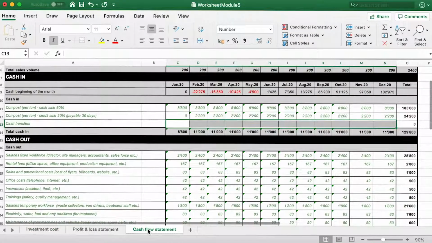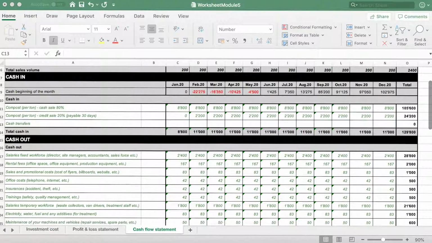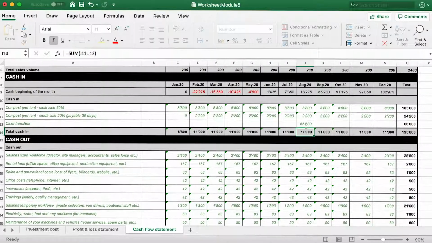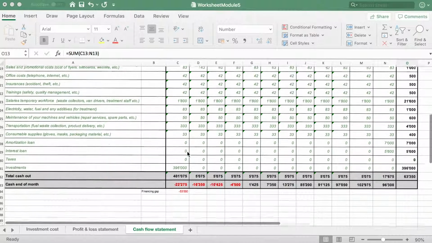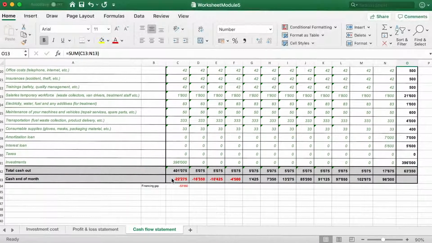Unfortunately, due to bureaucratic processes at the provincial level, the cash transfer from the Provincial Council is delayed by a few months and is only expected in August. As a consequence, the cash transfers for January only amounts to 370,000. This means that the composting plant would be short in cash by 22,275 at the end of the first month of operation.